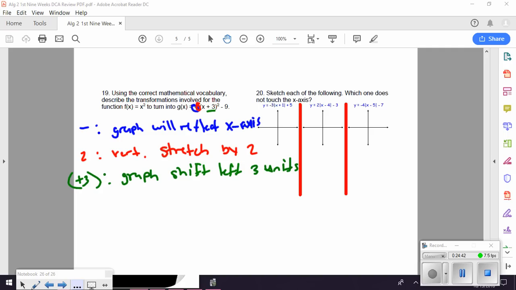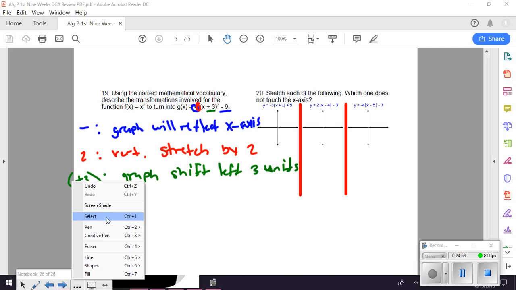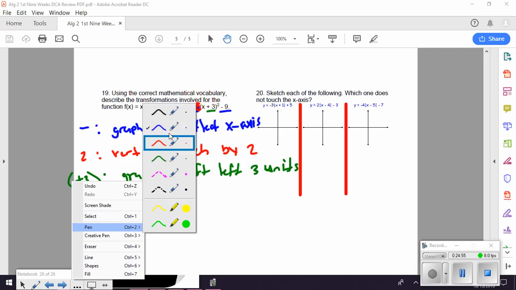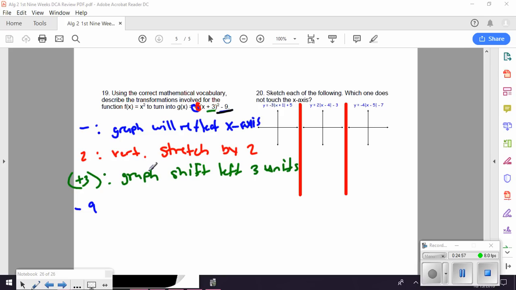And then the last thing I notice is the minus 9. The minus 9 is outside the parentheses, so you do exactly what it says. So the graph will shift down 9 units.